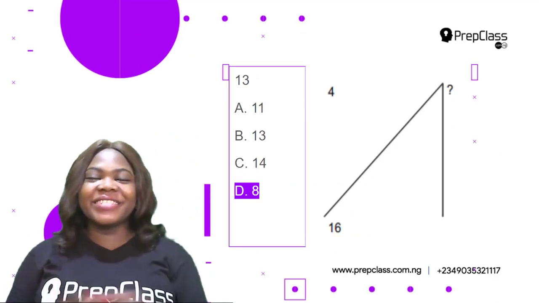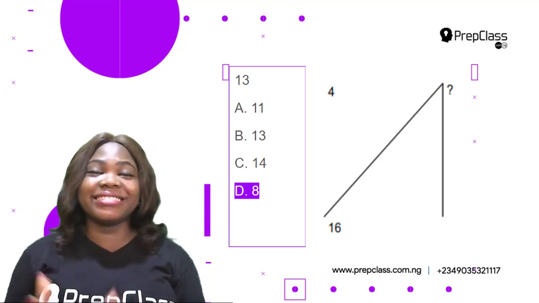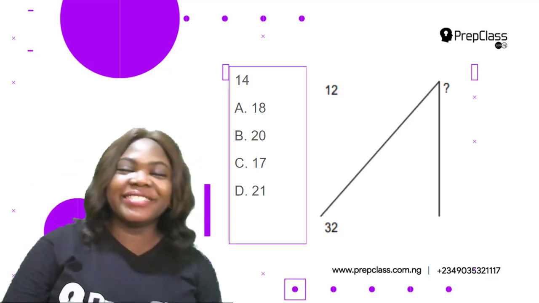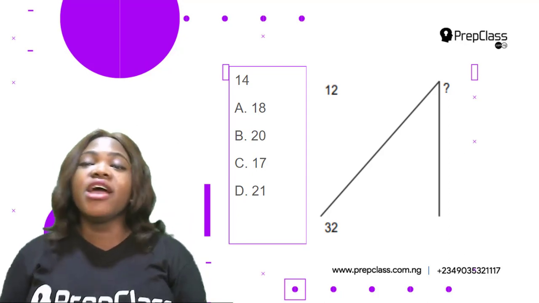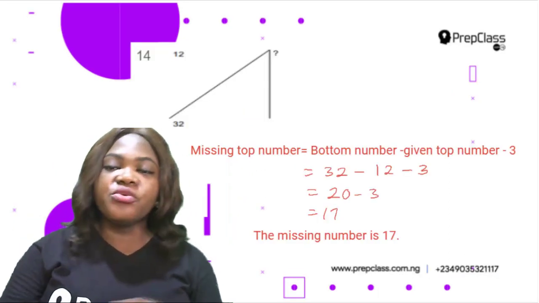Yay! Okay, so which of the options is correct? Option D is the correct option because the answer is 8. Okay, so let's move on to question 14. We're given the bottom number and one of the top numbers. So what do we do?